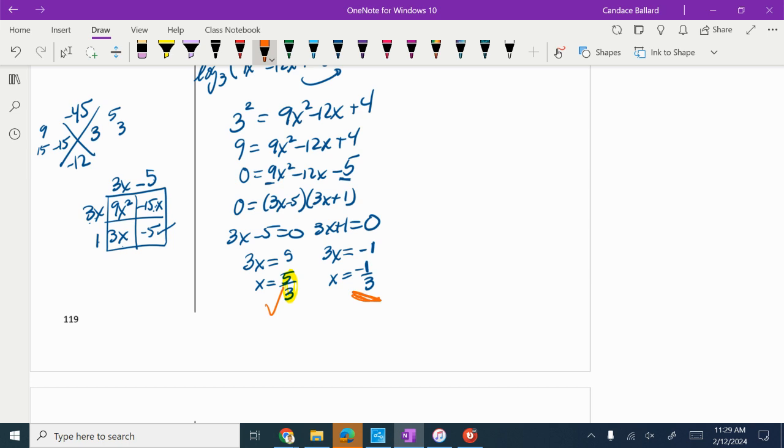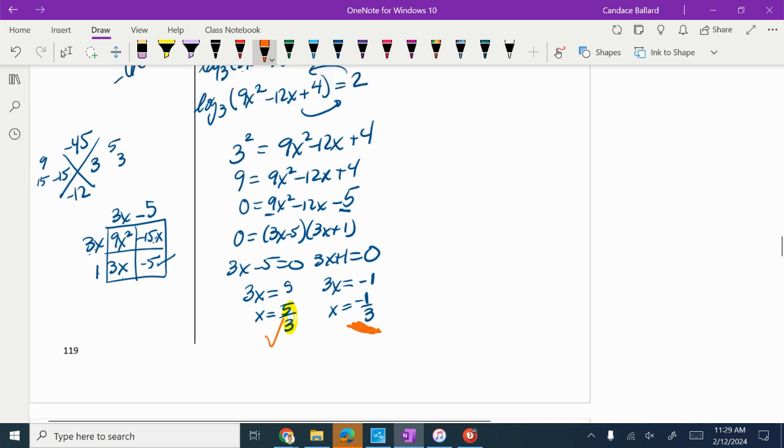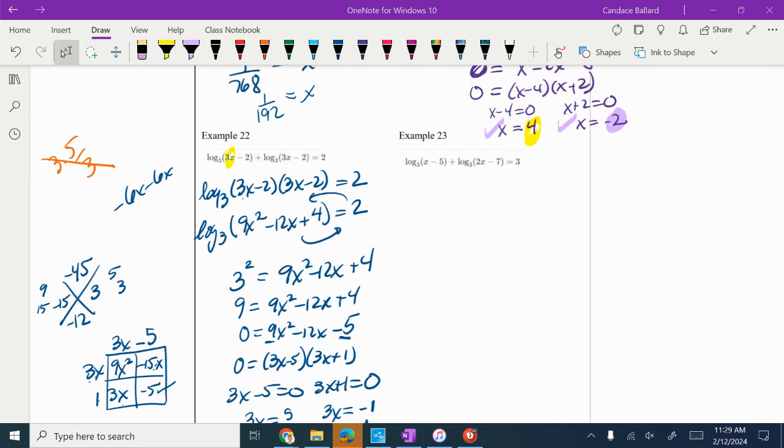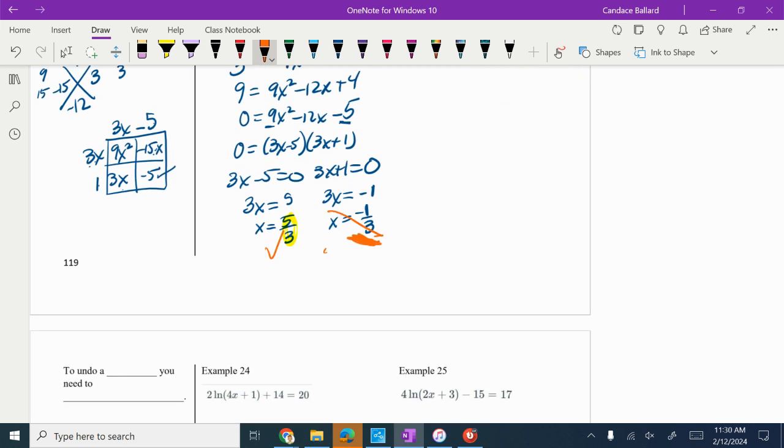Now I'm going to plug in negative 1/3. So let's think about what that looks like. So it is 3 times negative 1/3. The 3's are going to cancel. I get a negative 1. What's negative 1 and negative 2? Am I allowed to have a negative inside? Do you see how it created a negative inside once I plugged it back in? So this answer right here is extraneous.